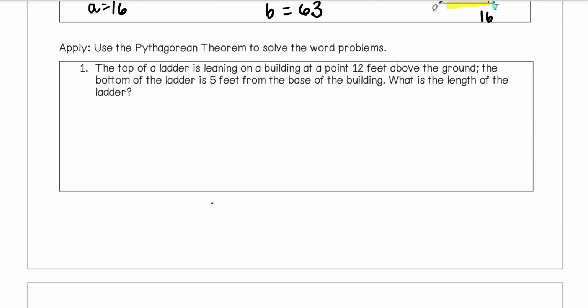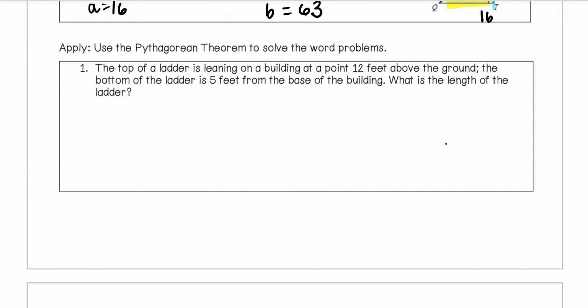We're going to now use the Pythagorean theorem to solve these word problems. So we're going to try to draw pictures and find right triangles in order to apply this Pythagorean theorem. So drawing the picture is going to be key in helping you kind of understand why are we using this. So it says use the Pythagorean theorem here.